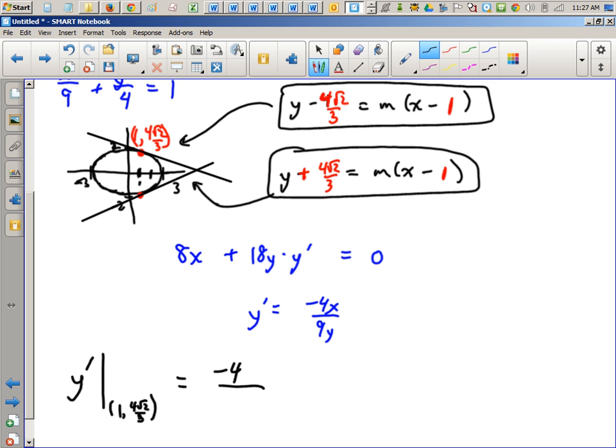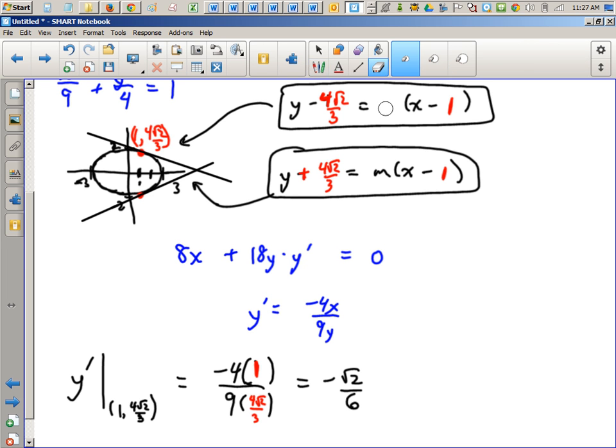And it's going to be negative 4x over 9y. It's negative 4 times 1 over 9 times 4 root 2 over 3. And just clean this up very carefully. I believe it comes out to negative root 2 over 6. I worked it out earlier. And that's the slope of my top line. So I'm going to put that in here in purple. Does it make sense to you that the top line has a negative slope? Yeah, good, good.